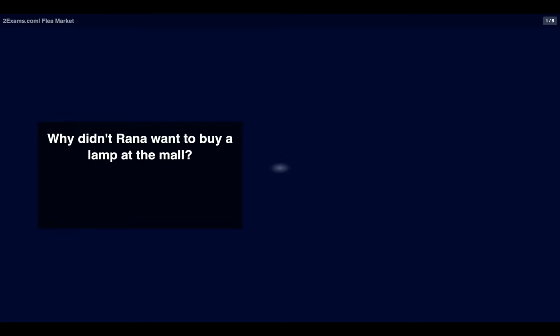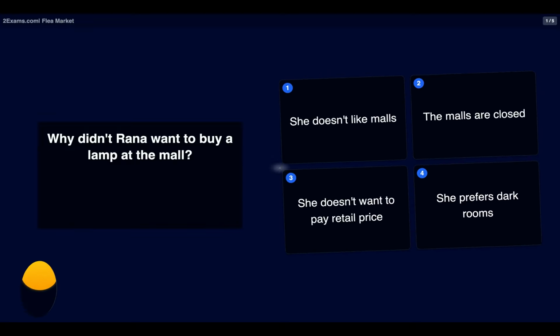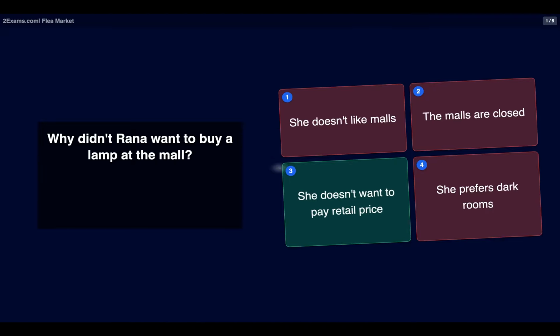Why didn't Rana want to buy a lamp at the mall? Awesome. The answer is, she doesn't want to pay retail price.